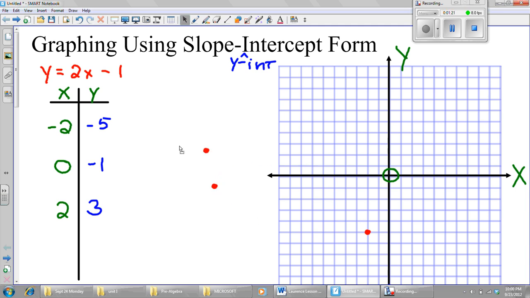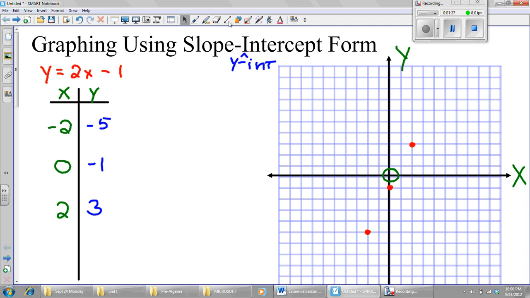So I need a point. I already have a point at -2, -5. I need one at 0, -1. So I'll put one there at 0, -1. And then finally I need a point at 2, 3. 1, 2, 1, 2, 3.